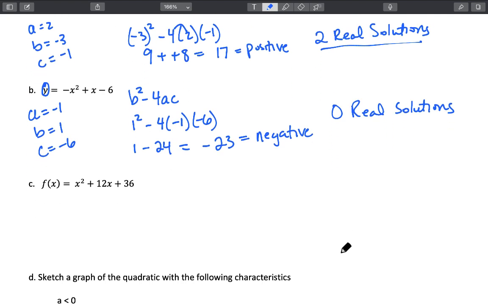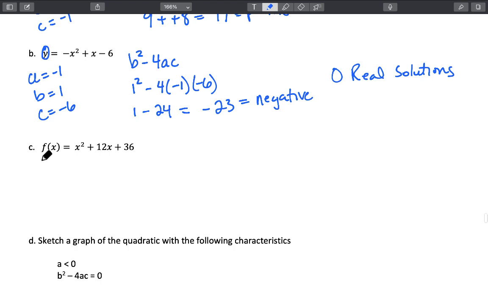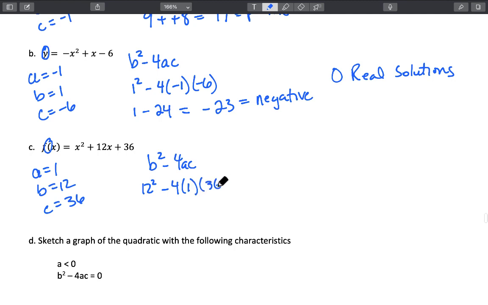All right, in our next example here, we got letter C, and again, this is going to be set equal to 0. Our A value is 1, our B value is 12, our C value is 36. So B squared minus 4AC is going to give us 12 squared minus 4 times 1 times 36. Well, this is going to come out to be 144 minus 144, which equals 0. And when it's equal to 0, that means there is one real solution.